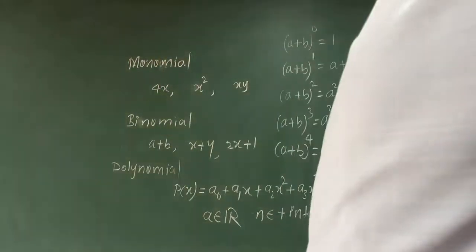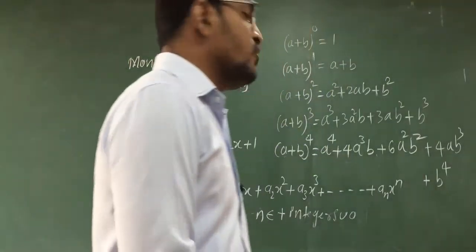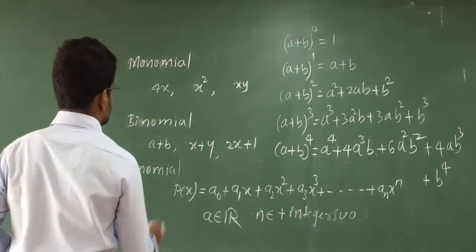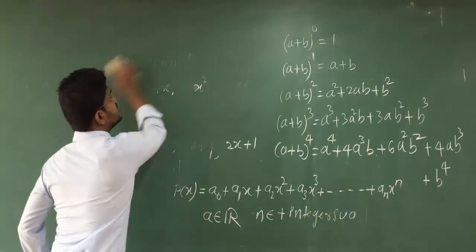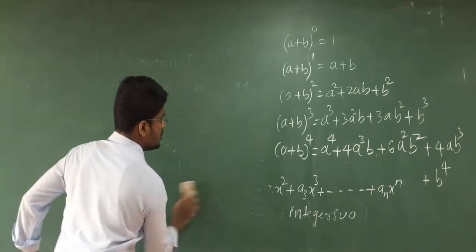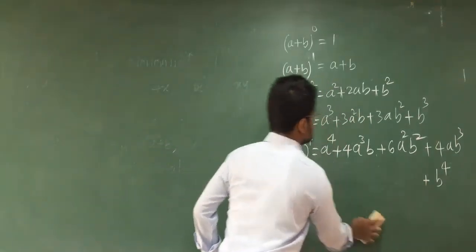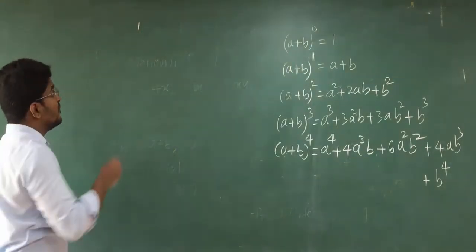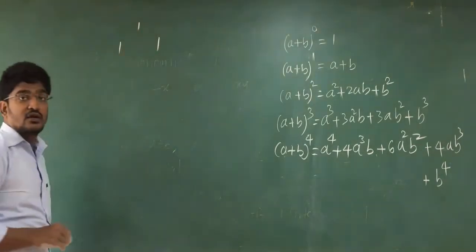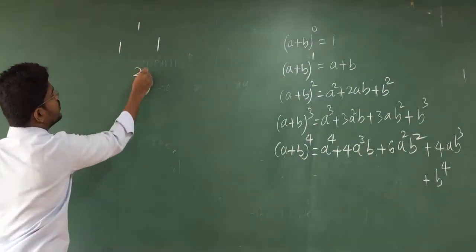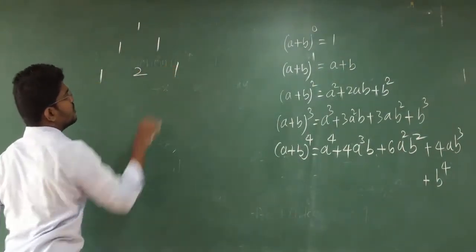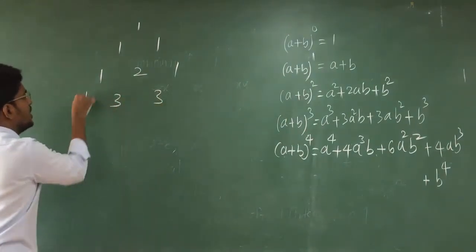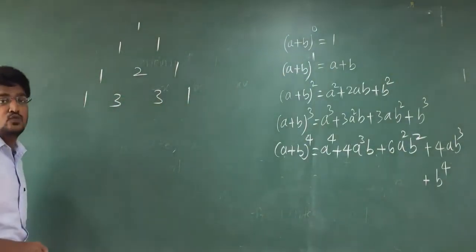Clear? So for that, let us see what technique I am using to write these expansions. Clear? So for that, see what I am using here. 1, I will write 1, 1. Clear? 1 plus 1 is 2. I will write here 1. I will write here 1. 1 plus 2 is 3. 2 plus 1 is 3. Here and here I will write it as 1.